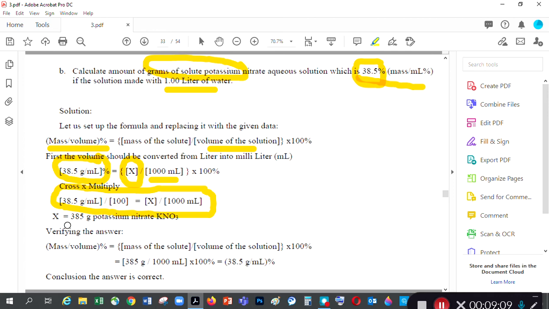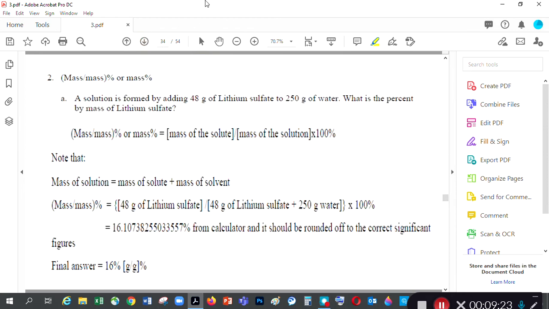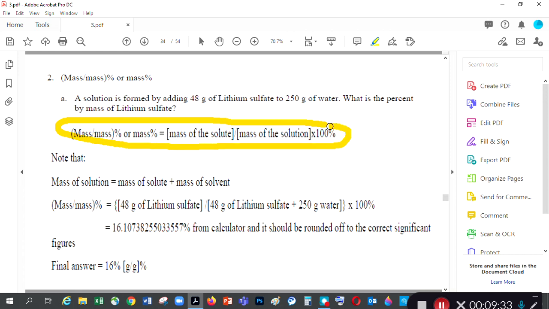Let's verify this. If I take this gram amount divided by 1,000, multiplied by 100, it should give me 38.5, and it does. So this is correct. Let's go further and look at mass over mass percentage. If you look at the formula again, let's repeat ourselves, it is mass of the solute divided by the mass of the solution. And the mass of the solution is, by another definition, the mass of the solute and the mass of the solvent.